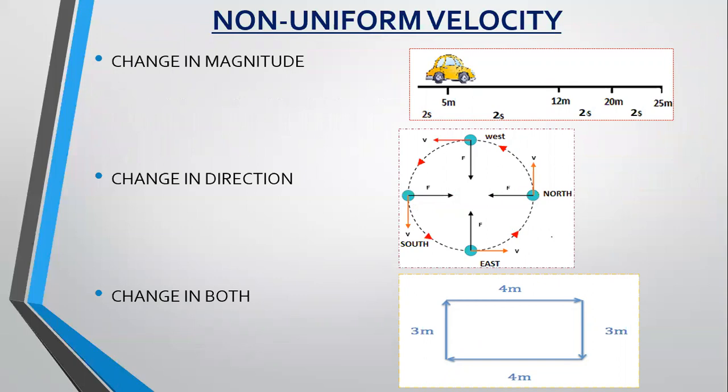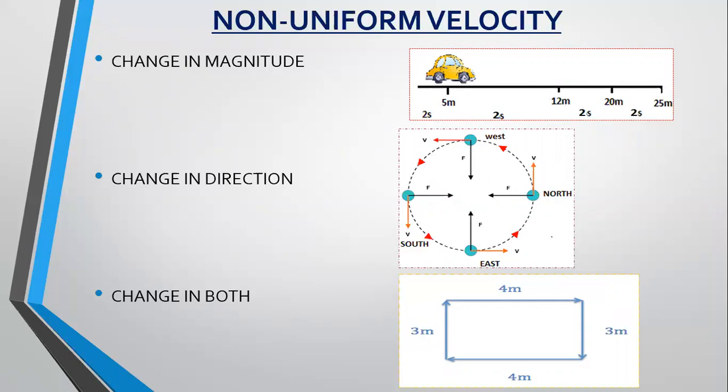For change in magnitude, the body should cover unequal distance in equal interval of time, as discussed in previous example. For change in direction, the body should cover equal distances in equal time interval. However, the direction would be different.